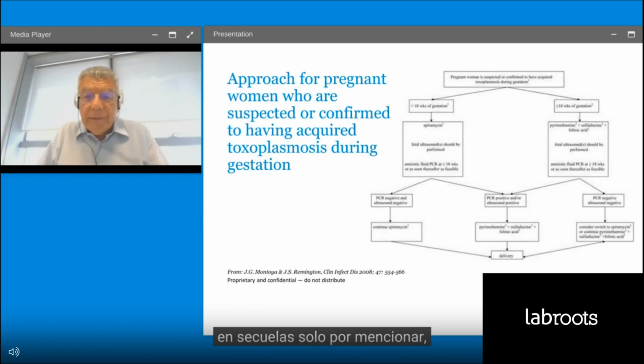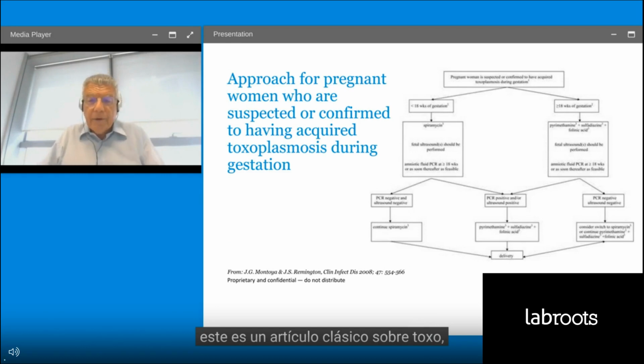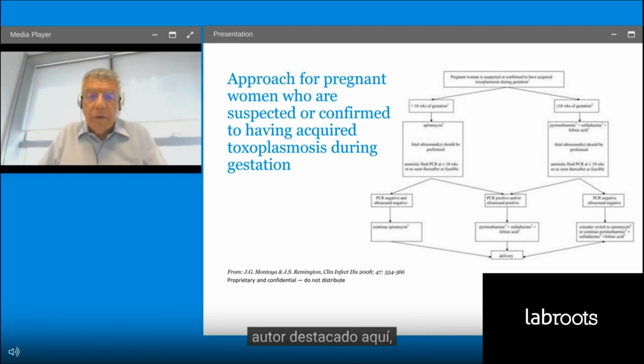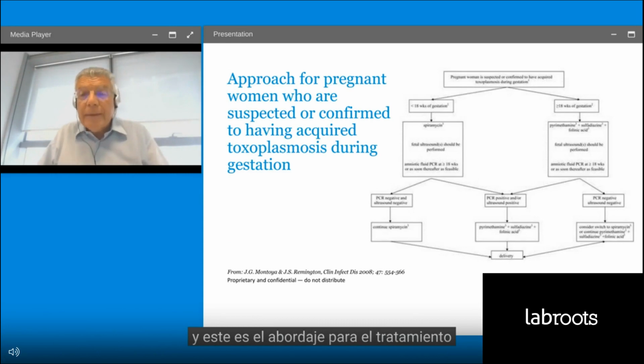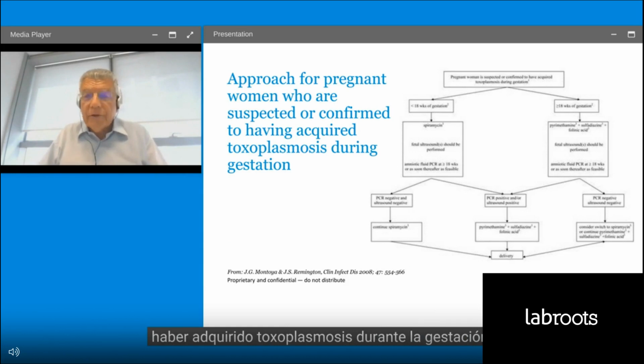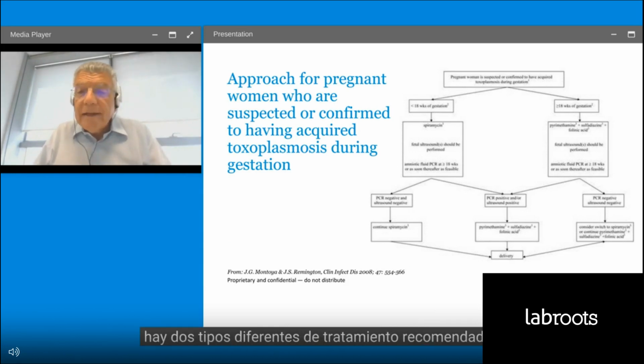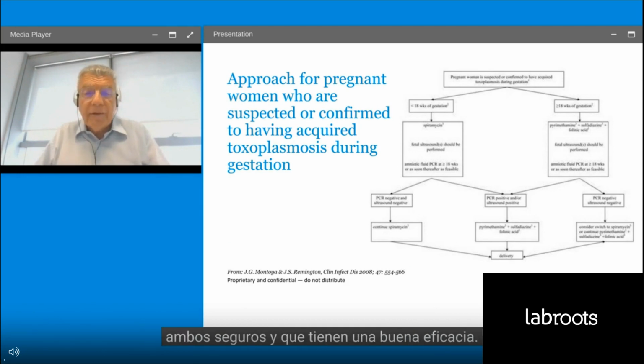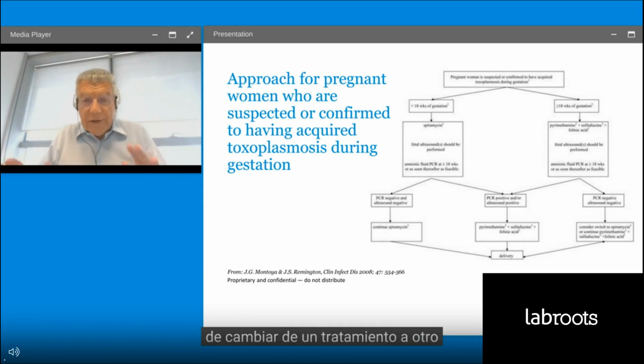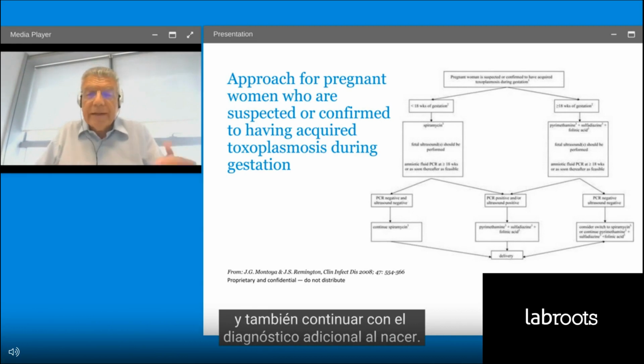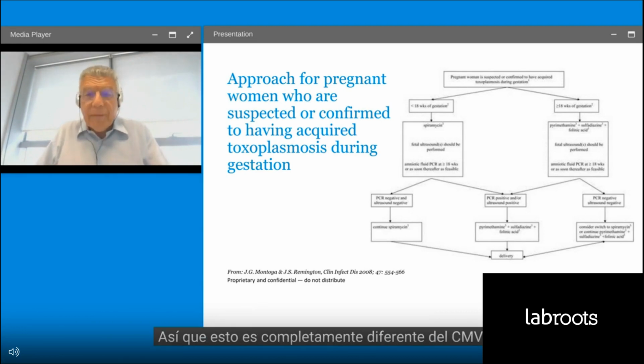Just to mention, this is a classical paper on toxo by two outstanding authors, and this is the approach for treatment in women that are suspected or confirmed to have acquired toxoplasmosis during gestation. According to the weeks, there are two different kinds of treatment recommended. Both are safe and have a good efficacy. There is also the possibility to switch from one treatment to the other if the first one is not effective. Of course, you need to monitor the fetus during the treatment and eventually also carry out further diagnosis at birth. So this is completely different from CMV.